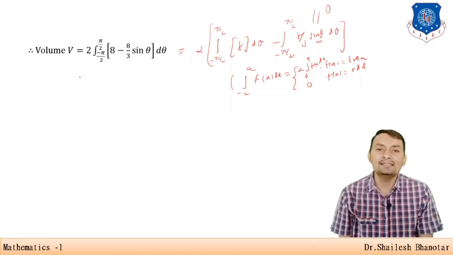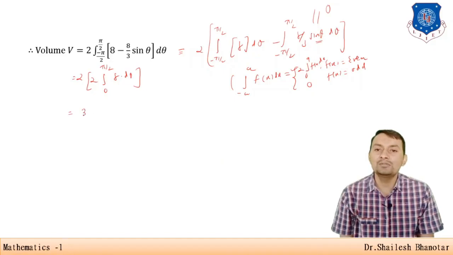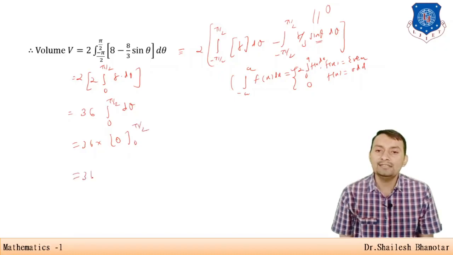Therefore, using this formula, we get 2 times the integral from 0 to pi by 2 of 8 d theta. The 8 times 2 is 16, and 16 multiplied by 2 is 32, with the integral of d theta from 0 to pi by 2. When you simplify, what do you get? 36 times theta from 0 to pi by 2. So 36 times pi by 2, but the 2 will be eliminated, so 18 pi unit cube.